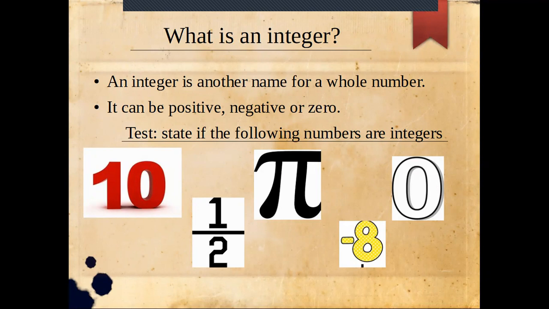Okay, so 10, is that an integer? Yes, it is, because it's a whole number. 1/2, so that is not an integer, because it's not a whole number. Pi is not an integer. -8 is an integer. 0 is an integer. So there's 3 out of 5 integers here.